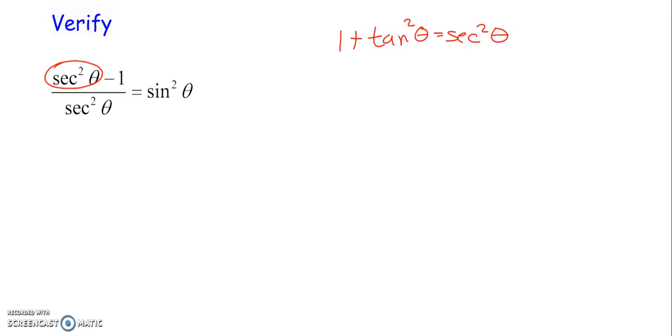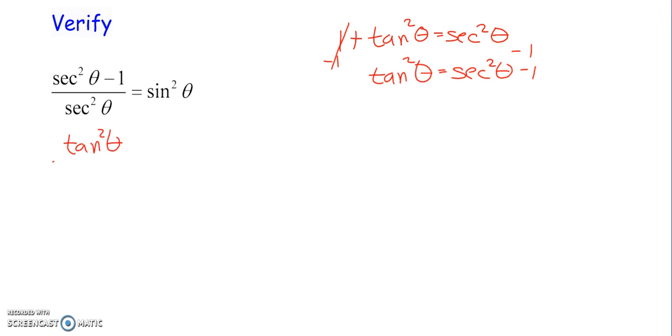Another way to do it, so there's two ways. Actually, if I take my identity and I subtract 1 from both sides, I know that tangent squared theta is equal to secant squared theta minus 1. So now I actually know what my entire top is equal to. Instead of writing secant squared minus 1, I can write the entire top as tangent squared theta over secant squared theta.